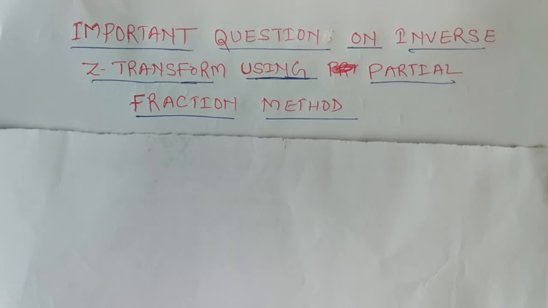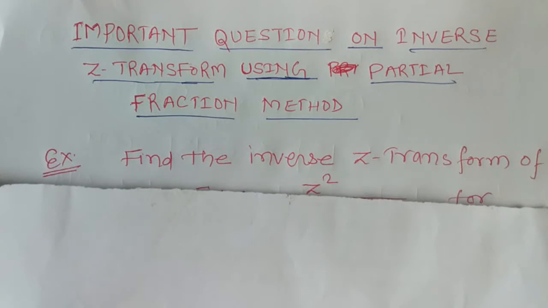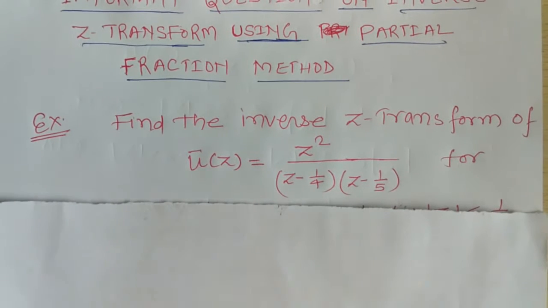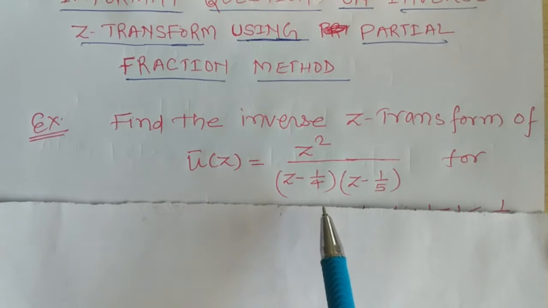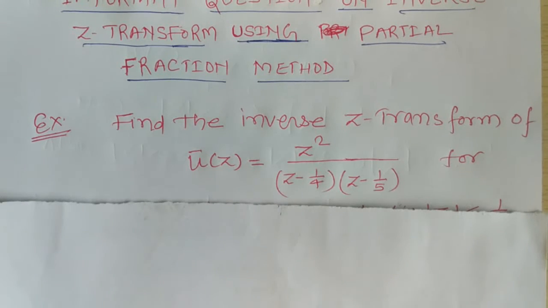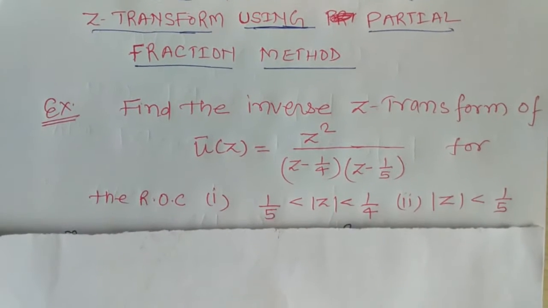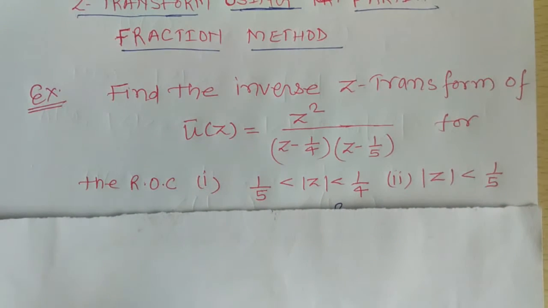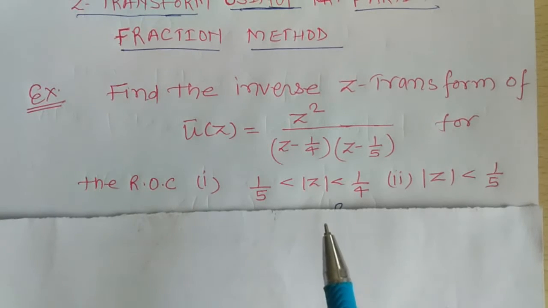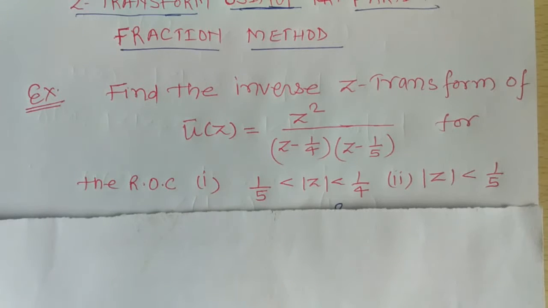So this is a very important example: find the inverse Z transform of z square upon (z minus 1 by 4) into (z minus 1 by 5). For the regions of convergence: first, 1 by 5 is less than mod z, which is less than 1 by 4, and second, mod z is less than 1 by 5. So we are going to find the inverse Z transform of the given U bar z for two different regions of convergence.